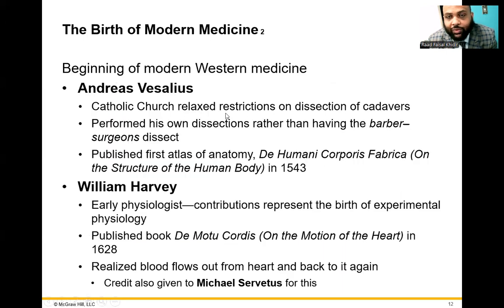Okay, so now that was the end of old medicine. Now there is a new modern era of medicine, and that's where Andreas Vesalius came in, and that is at the time where they relaxed the restrictions on research. But when they allowed it, if somebody died, you can do dissection on them.